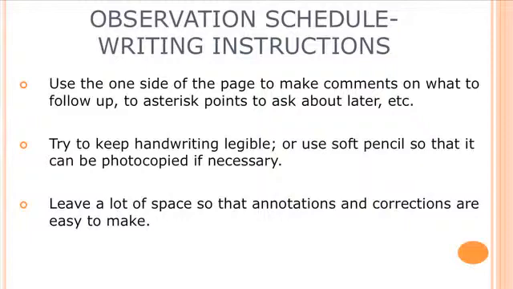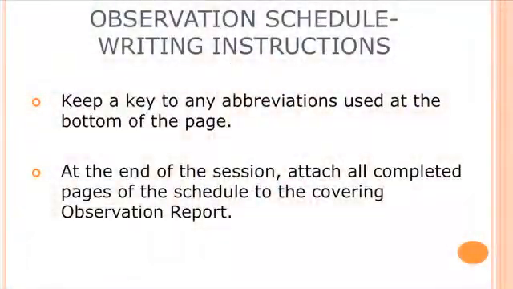You will also try to keep your handwriting legible. Use a soft pencil. Using a soft pencil will help you in case you need to photocopy those. Leave a lot of space so that annotations and corrections are easily made. You can write your comments and do your corrections if you leave space. Otherwise, if you're writing within your observations, it is possible that there may be some error in your recording later on. Keep a key of the abbreviations that you use and write it at the bottom of the page.